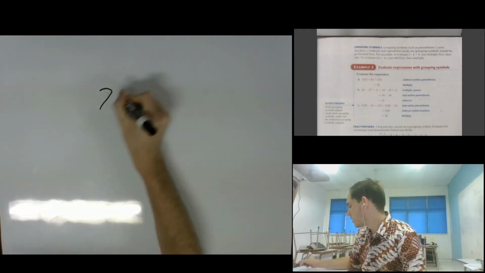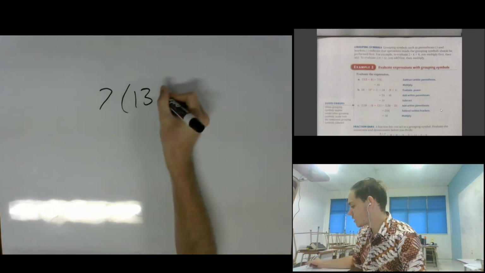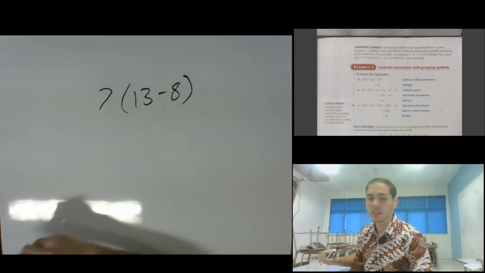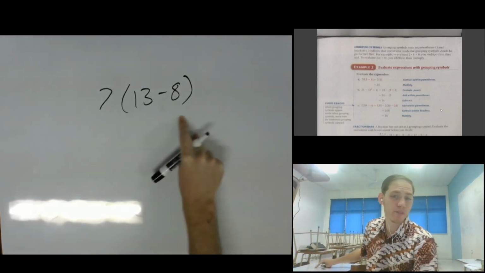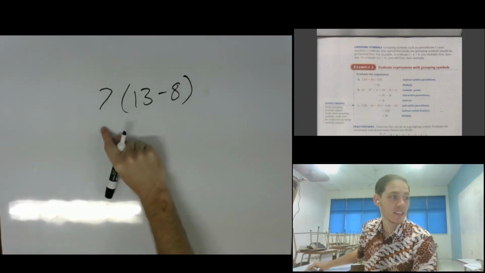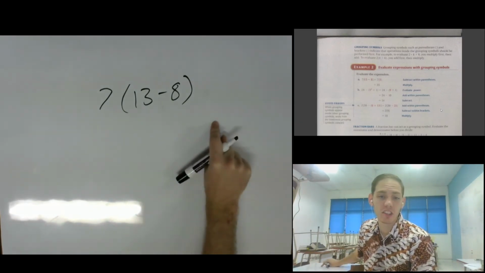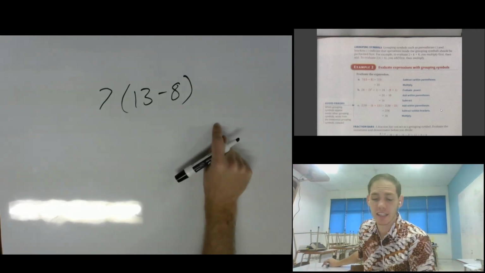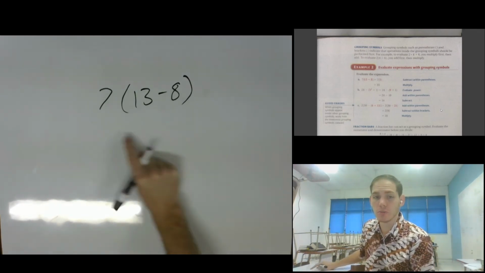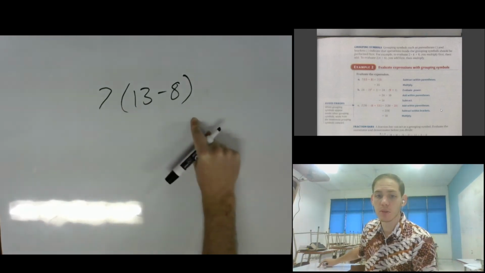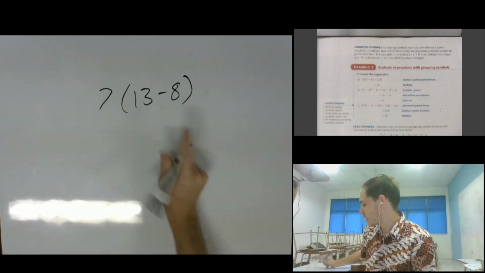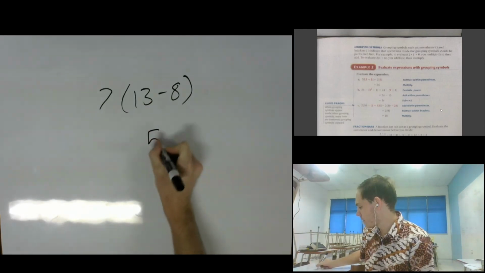So 7 times 13 minus 8. Now, some of you in your brain can move ahead, meaning you actually know there's an operation we can do with this that we don't have to do the inside first. But we haven't learned that yet in this class. So let's just assume we don't need to use it yet. So first thing we do is parentheses. 13 minus 8. That will be 5.